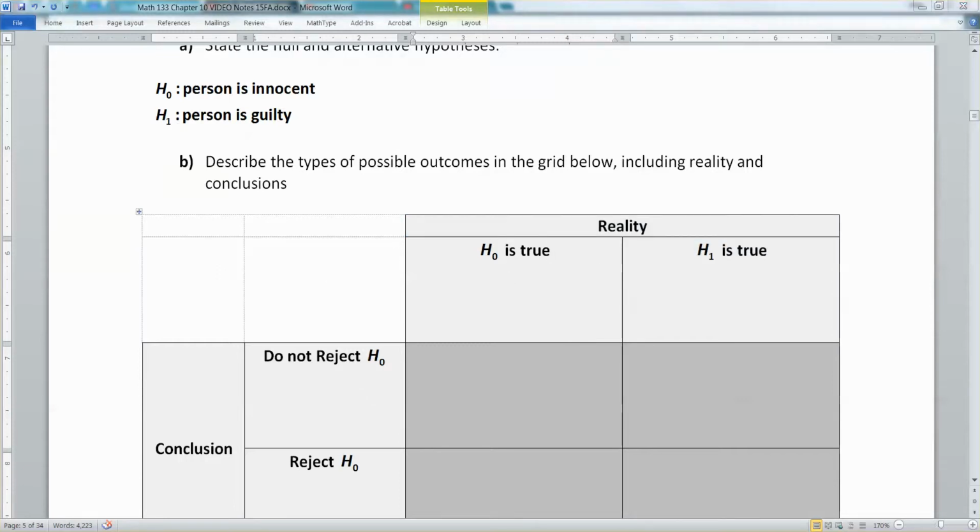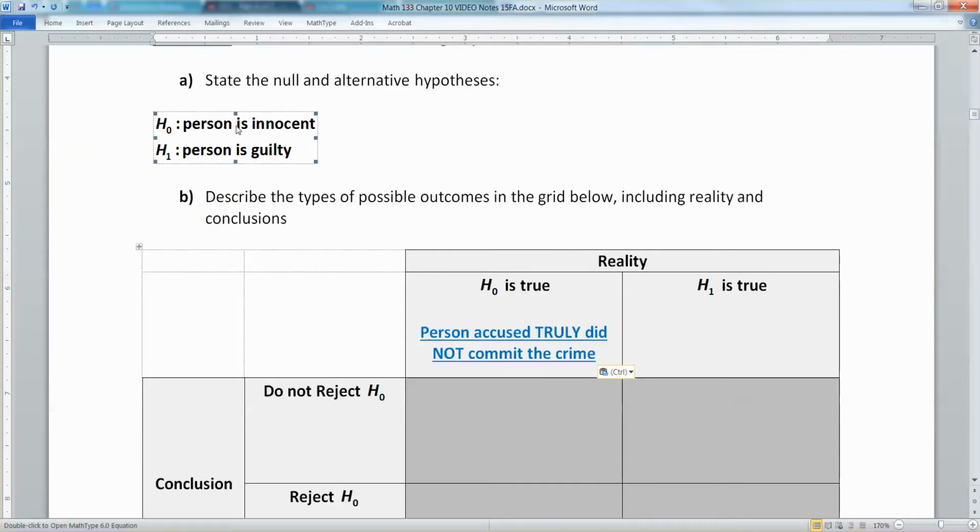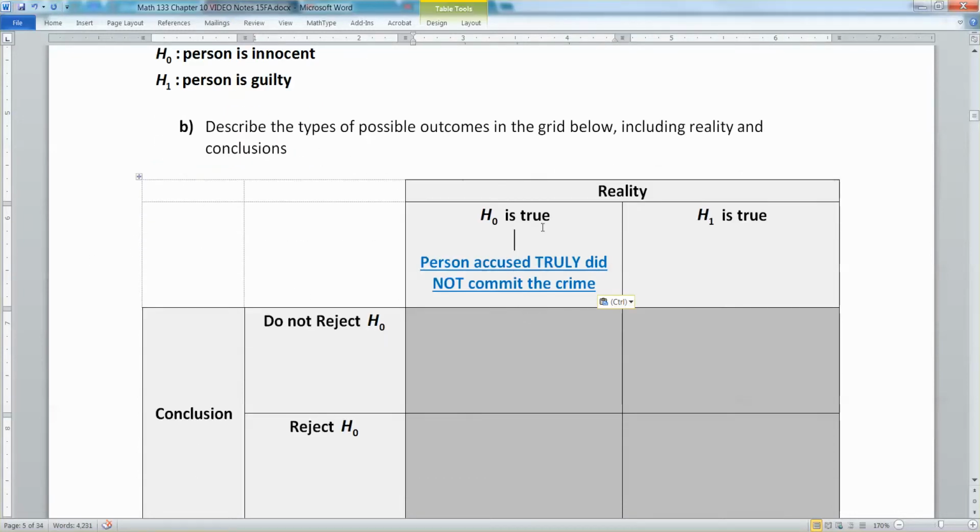So let's suppose in reality, the person accused truly did not commit the crime. So that means the null hypothesis, the innocence hypothesis, is actually true. Okay, so if that's reality, then I could have it so that the alternative is actually true. So the person accused actually did commit the crime. So those are the two possible realities. And we're, of course, assuming a binomial thing here. Either you did it or you did not do it. There's no in between.